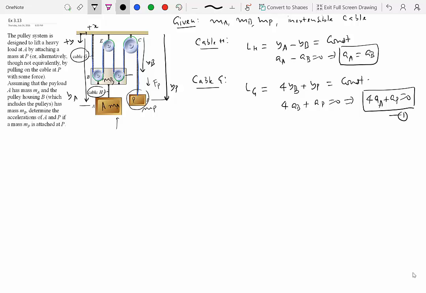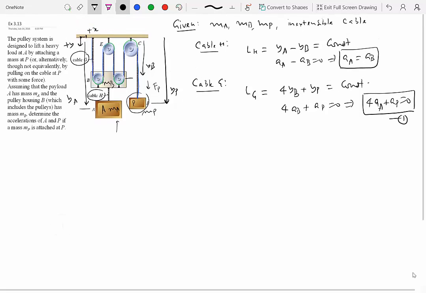Okay, so let's call this equation 1. Now, if this was a kinematics problem, you would end over here, right? Which means that to really be able to solve for acceleration of A or acceleration of P, you would have to be given at least one of them. Then only you'll be able to tell the other acceleration, right? Which means that now, to be able to solve this problem further, we have to move further.